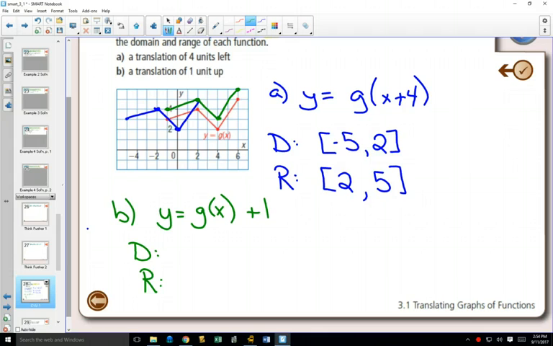Again, domain and range: the smallest value of x is -1. The largest value of x is 6. The smallest value of y is 3. The largest value of y is 6.